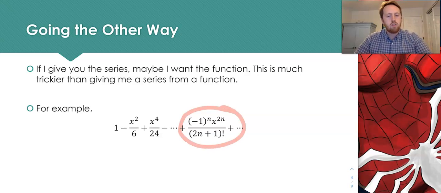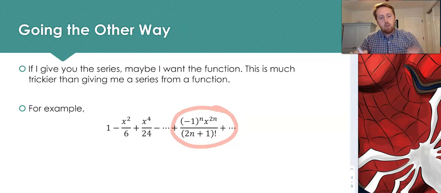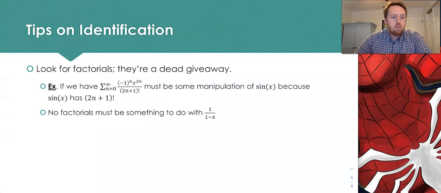That's really where you're going to figure this out. You're going to look at the general term. And the factorials are the giveaway. I want to figure out what function is represented by this general term. Look at the factorials. So for example, this one, it's got 2n plus 1 factorial in the bottom. I know it's got something to do with sine of x. Sine of x is the one that has 2n plus 1 factorial in it, right?